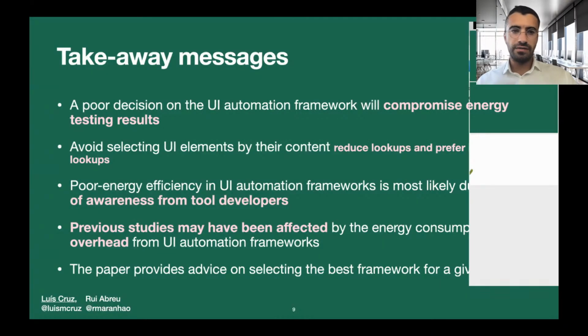Here are the main takeaway messages from the paper. We need to select the best UI automation framework. Otherwise, we may have the wrong energy test results. We need to select elements in the UI based on their ID and not on their content. To understand more what I mean by this, you really need to read the paper. Also, we found that the poor energy efficiency of these automation frameworks is not because they are not good quality, it's just because they are not made to do energy tests.